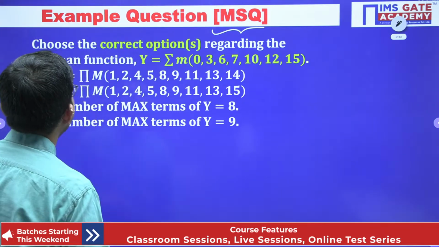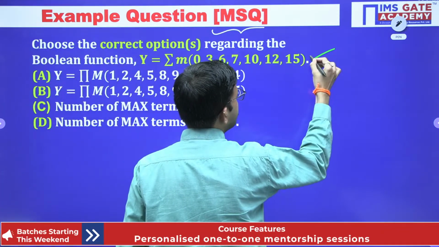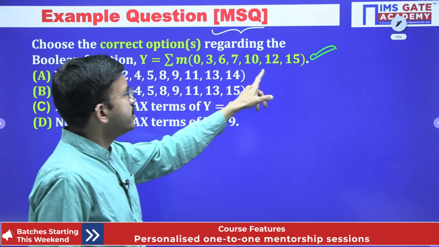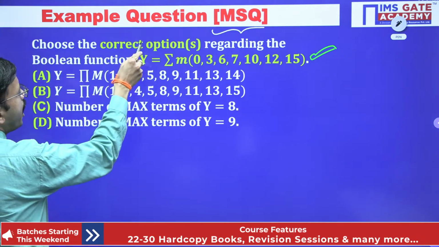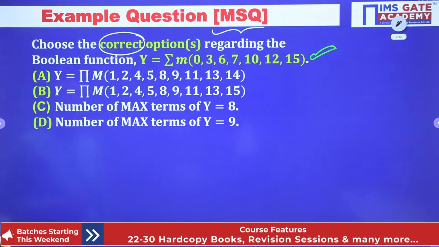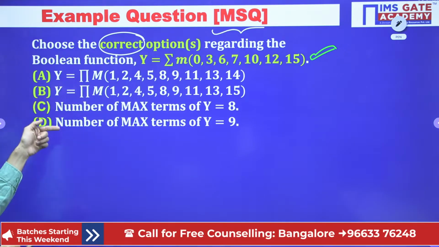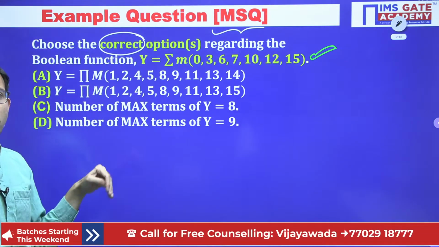Okay, right. So here you are having the Boolean function like this. Okay, y equal to sigma m 0, 3, 6, 7, 10, 12, 15. Okay, this is the function given. Now you have to identify the correct options. Choose the correct options regarding the Boolean function y. Okay, so here you are having 4 choices. Regarding this particular function, whichever options are correct, you have to choose those.